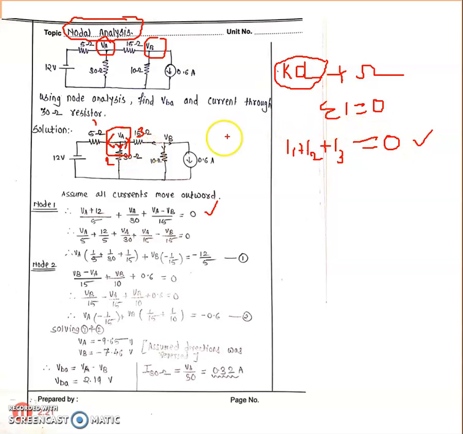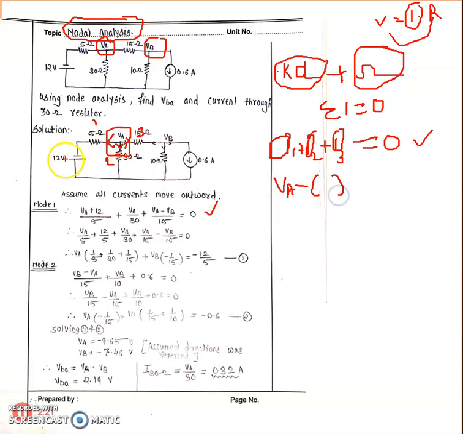Then you apply Ohm's law. What does it say? V is equal to I into R, so I is equal to V by R. Substitute V by R in place of each current. For I1, what is V? Here there are two sources. What is the formula? Here the point is VA, so VA minus, open the bracket.